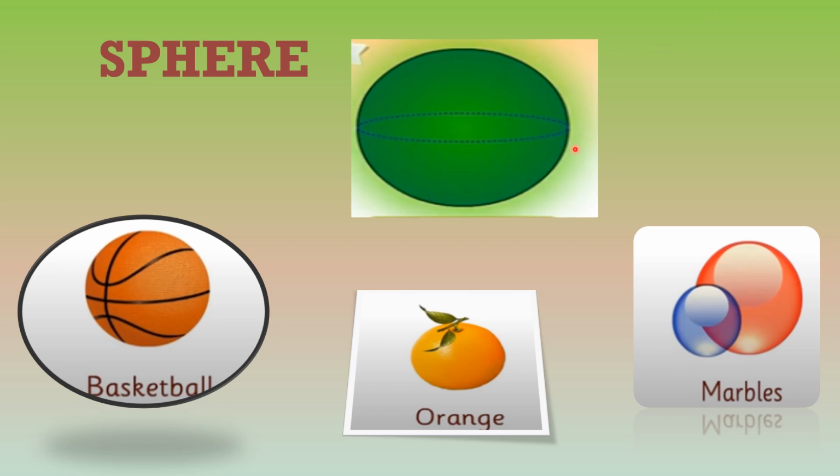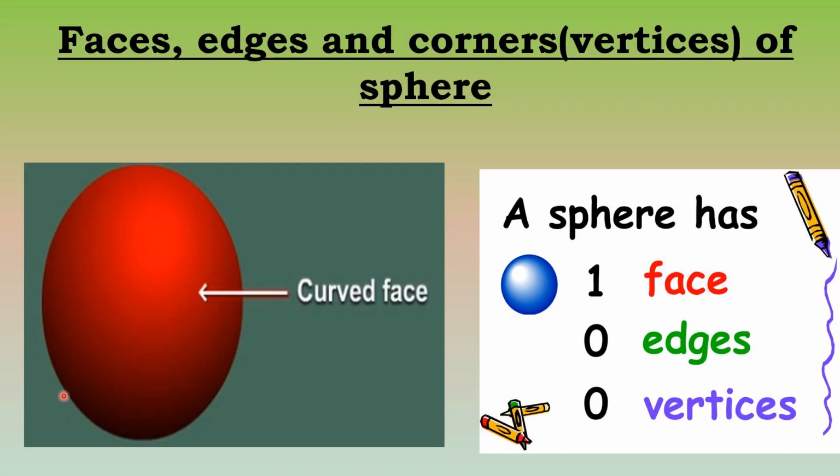This solid shape is called sphere. Now list out some examples which are spherical in shape. Basketball, football, orange, marbles. These are some examples of sphere. Now find out faces, edges and corners of sphere. Sphere has one curved face. This is a curved face.